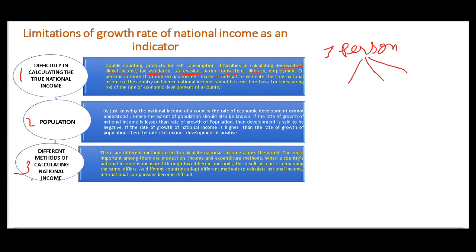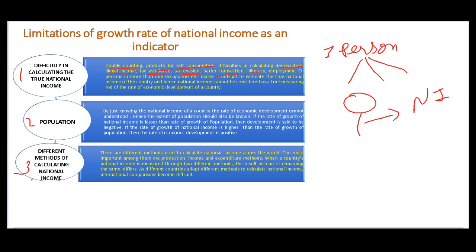Then which income is to be calculated as national income? There we are facing a problem. Double counting sometimes might occur. Product for self consumption means an individual is taking the product for himself only. Then also whether it is to be considered in national income or not. These all things are very complicated and make it difficult while calculating the national income.